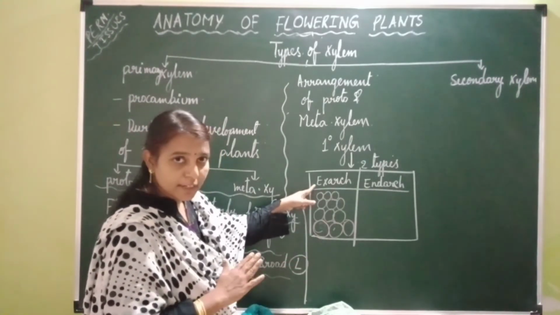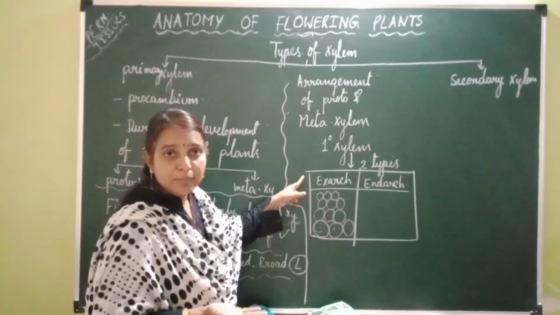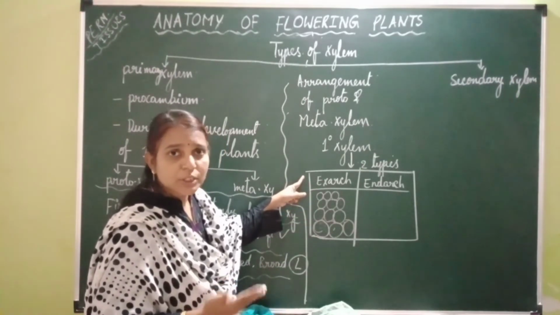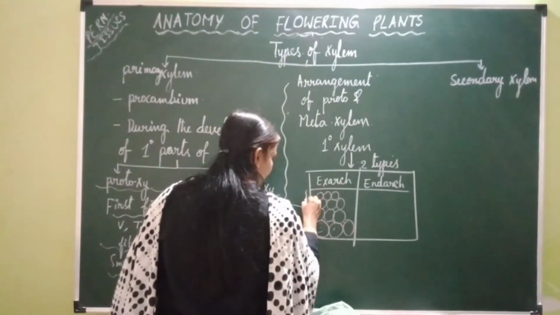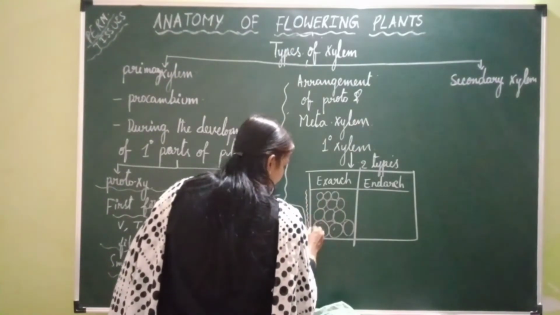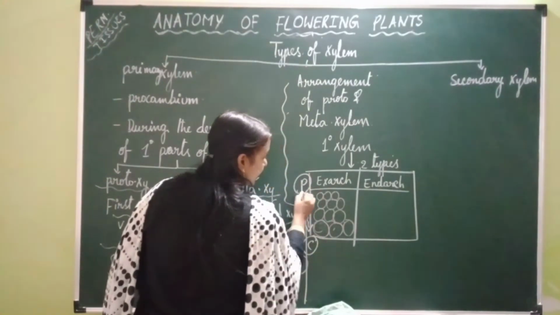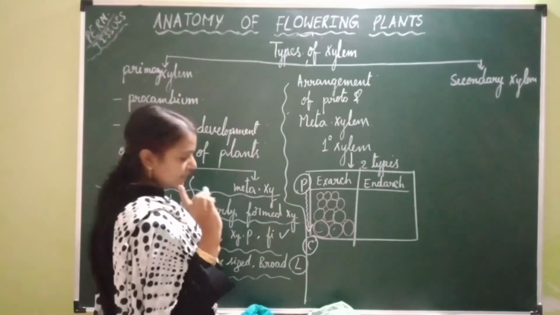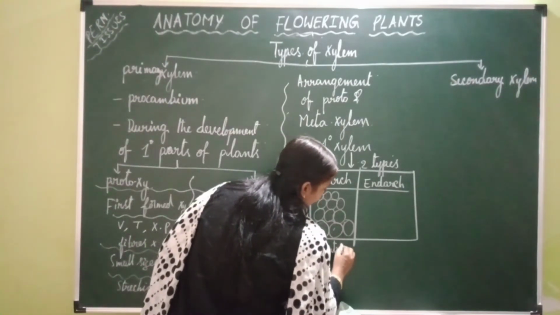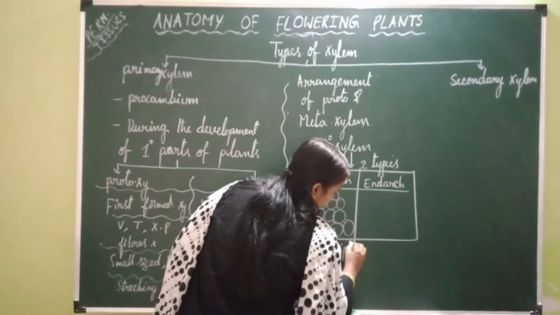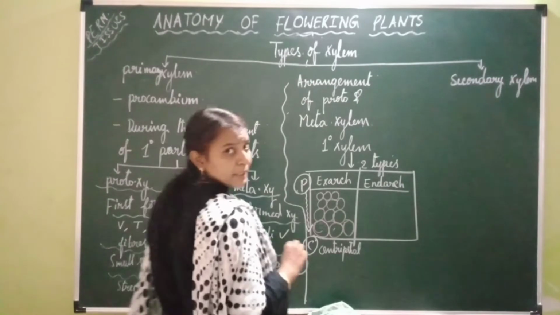Periphery towards center. Protoxylem is towards periphery. Metaxylem is the later formed xylem, which is towards center. So the development of exarch type of xylem is from periphery towards center. And this type of development of xylem is called centripetal type of xylem development. So centripetal type of xylem, that is primary xylem.